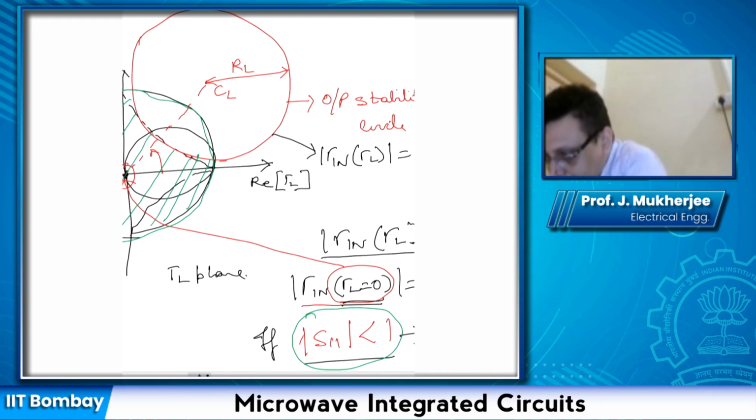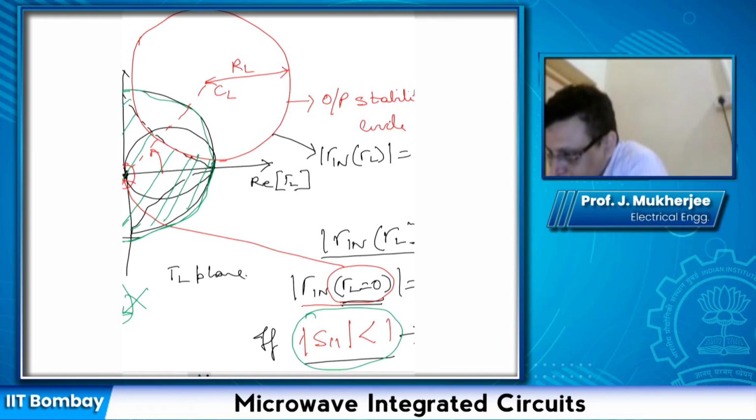And I can consider only points which are within this unit circle, because if I go outside this unit circle, then this condition is violated, and I don't want that. So if modulus S11 is lesser than 1, then this green shaded region represents my stable region.